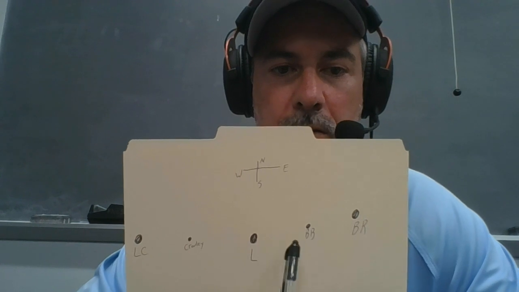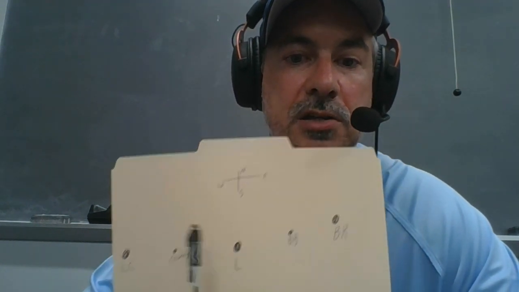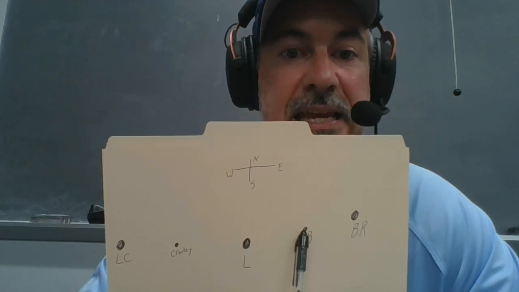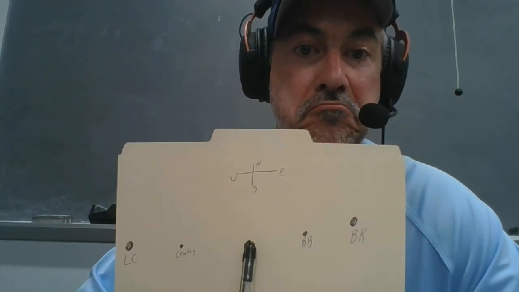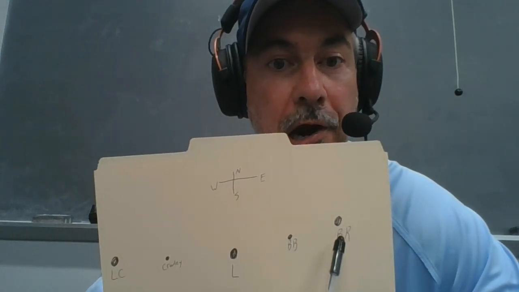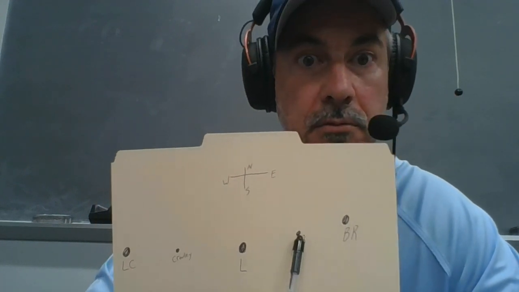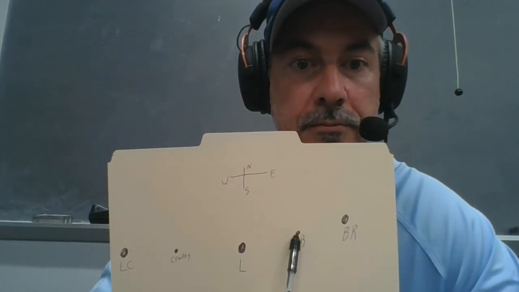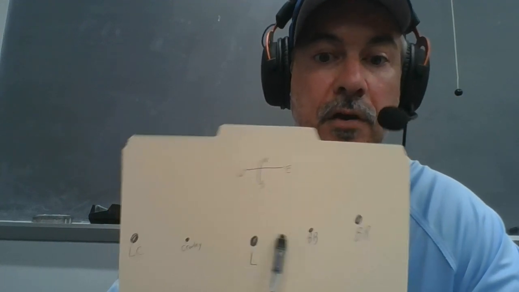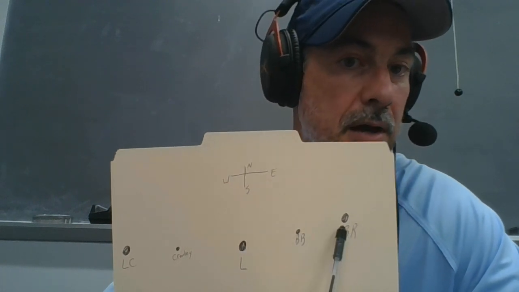Lafayette, Breaux Bridge, Baton Rouge, Crowley, Lake Charles. Breaux Bridge is east of Lafayette. Duh. But Breaux Bridge is west of Baton Rouge. So which is it? Is it east or is it west? It's nothing unless you give reference, unless you make it relative. It's east of Lafayette. It's west of Baton Rouge.